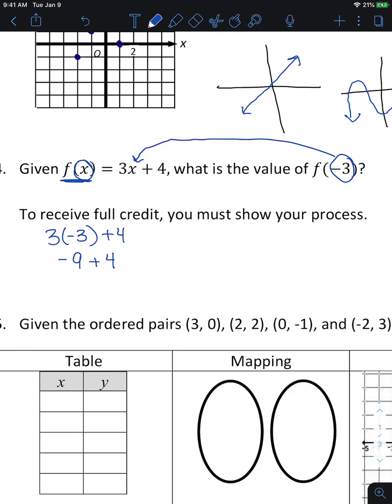Okay, you can also use a number line if that helps you. Draw it out on a number line and then count. But negative 9 plus 4 is negative 5. So that's my answer. Now, we want to be good little mathematicians, so we're going to go ahead and say f of negative 3 is equal to negative 5.